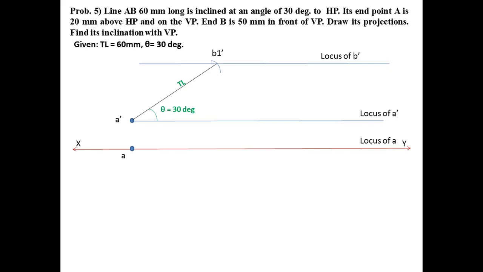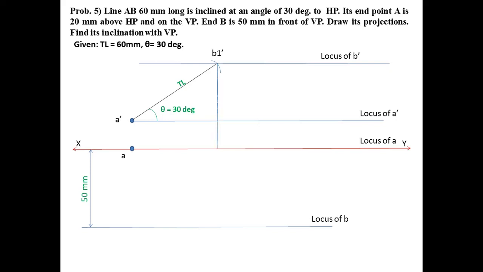Now let us complete the top view with the given data. In the top view, end B is 50 mm in front of VP. It is given in the statement. So at a distance of 50 mm, draw a line which will represent the locus of B. The end point of B in top view will lie on this locus of B. Now just apply the simple rule that if true length is known in one view, then we can obtain apparent length in another view.